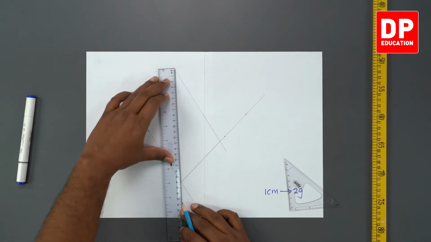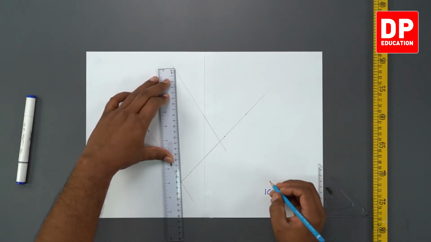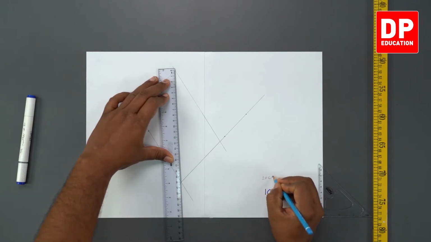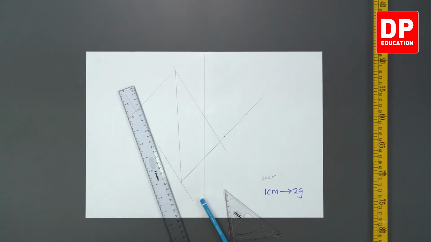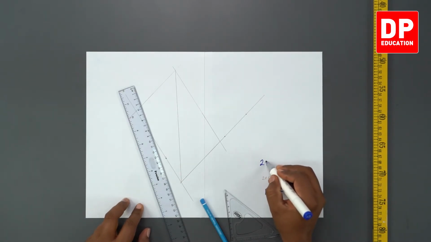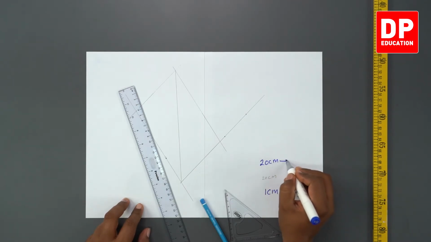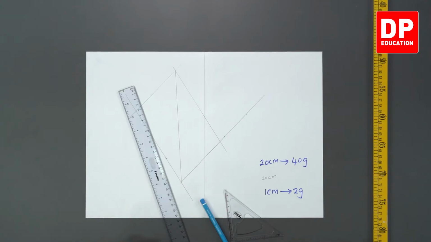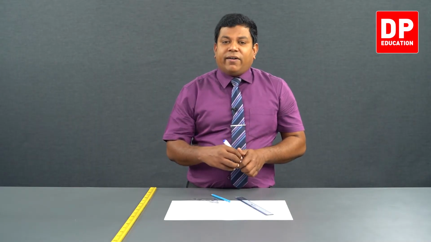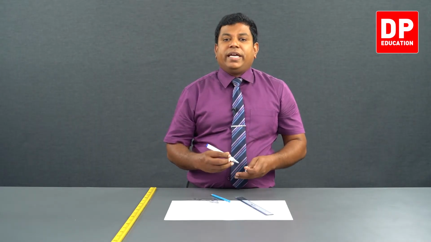I get exactly 20 centimeter. 20 centimeter means 1 centimeter indicates 2 grams. So 20 centimeter should be 20 into 2, 40 grams. So the mass of that stone that I have used in this experiment must be 40 grams.